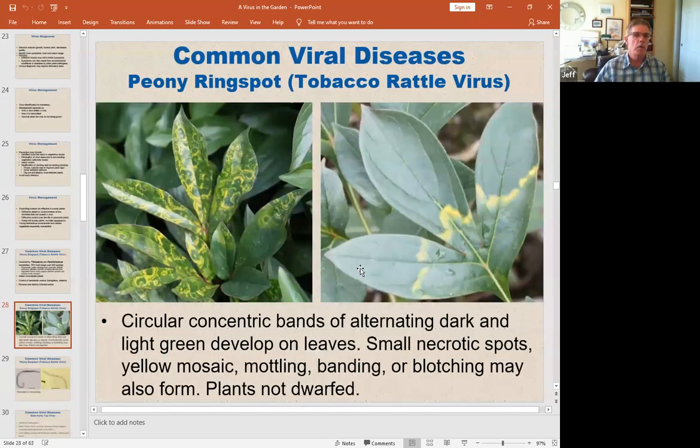So here's how the ring spot virus looks. There are the rings, appropriately named. It doesn't affect the size of the leaf very much, but you see the patterns on it, even some vein banding. Sometimes other symptoms may show up as well. No dwarfing in this plant.